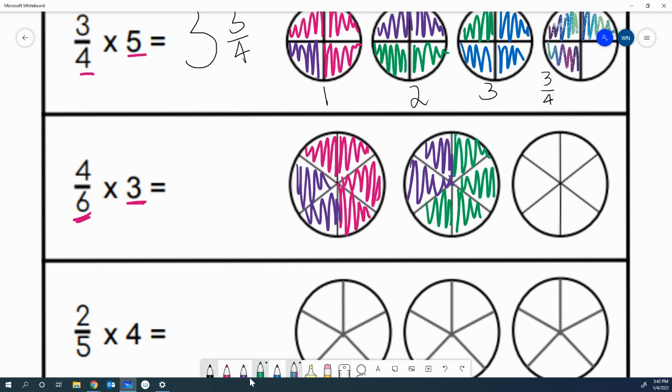So let's take a look at what we have colored here. As you can see, I've got 2 wholes colored and nothing in the last circle. So that means my answer is going to be 2 wholes.